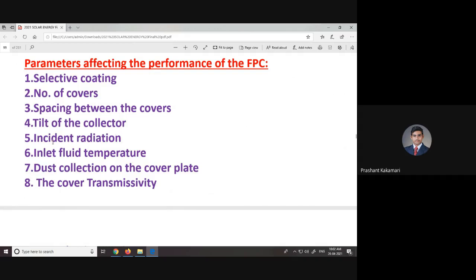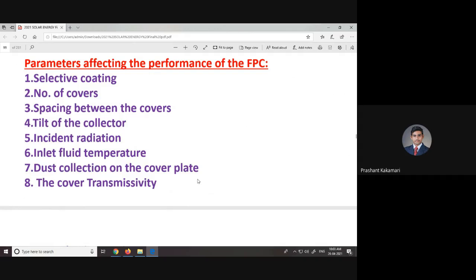Next is the incident radiation. So all of you know this incident radiation should be high. So as the incidence radiation is very high on the surface, the efficiency of the flat plate collector can be improved. Then inlet fluid temperature. So inlet fluid temperature, if it is maintained very low compared to the absorber plate, then of course the performance or the heat transfer will be very high between the tubes and the inlet fluid temperature.